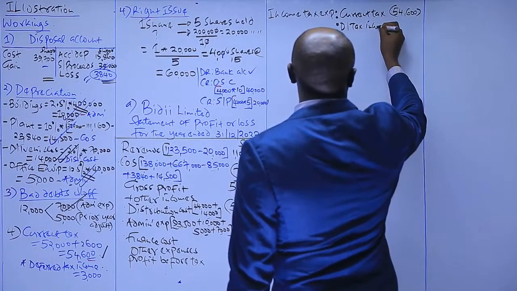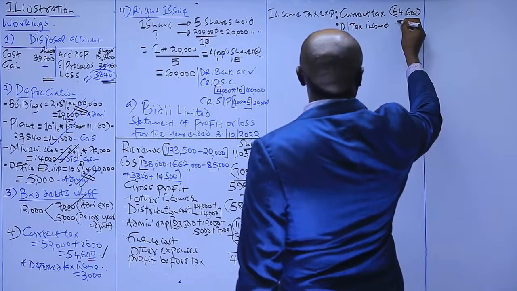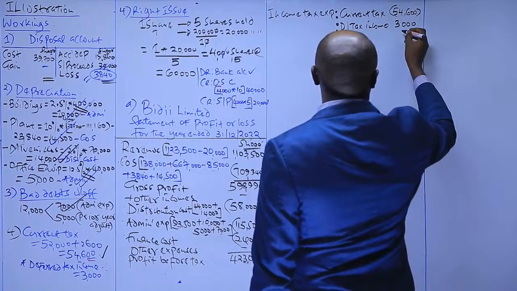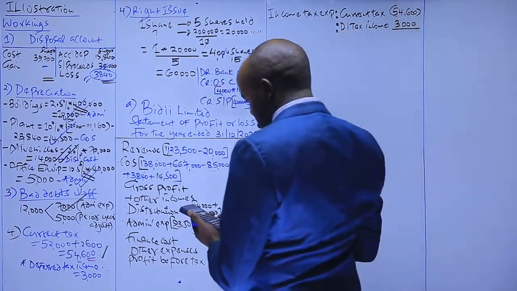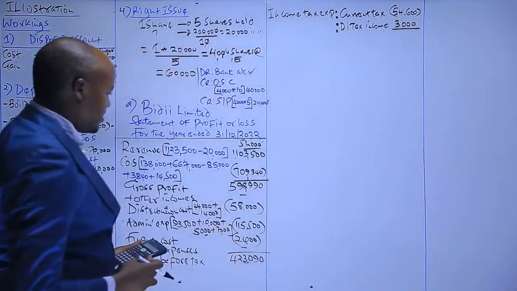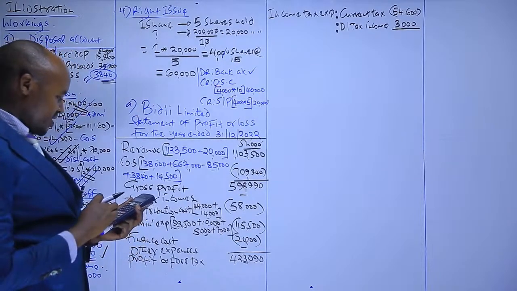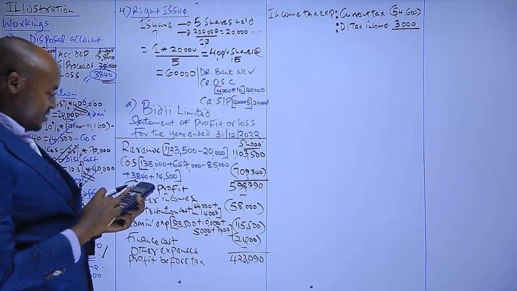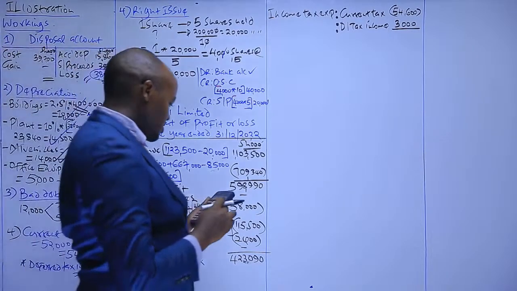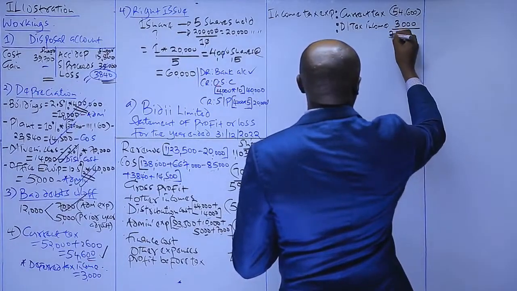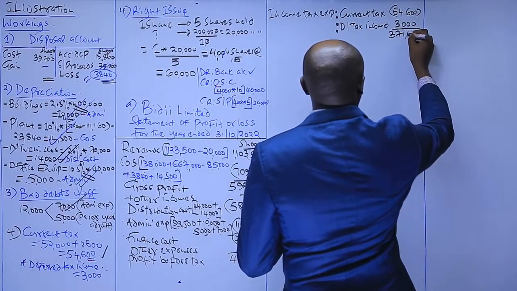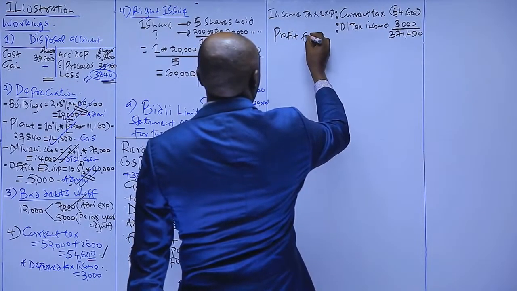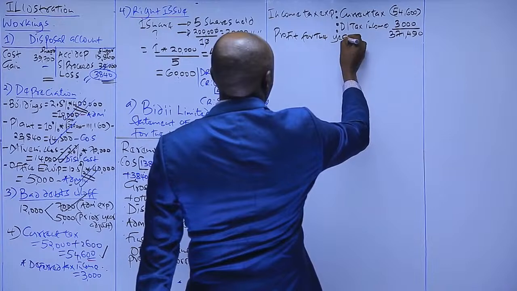Because this is a deferred tax income, we don't deduct it from our profit, but rather we add it. That's why we refer to it as a deferred tax income. So we take our figure here, which is 423,090, minus 54,600, plus 3,000. And that will give us 371,490. This is the profit for the year.